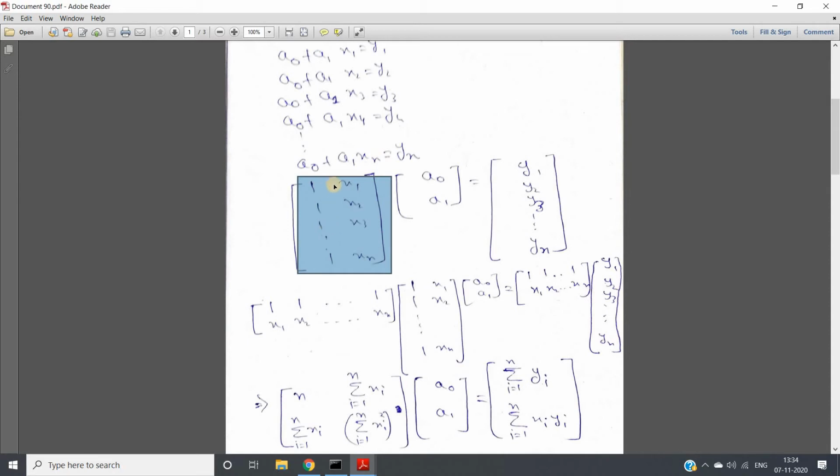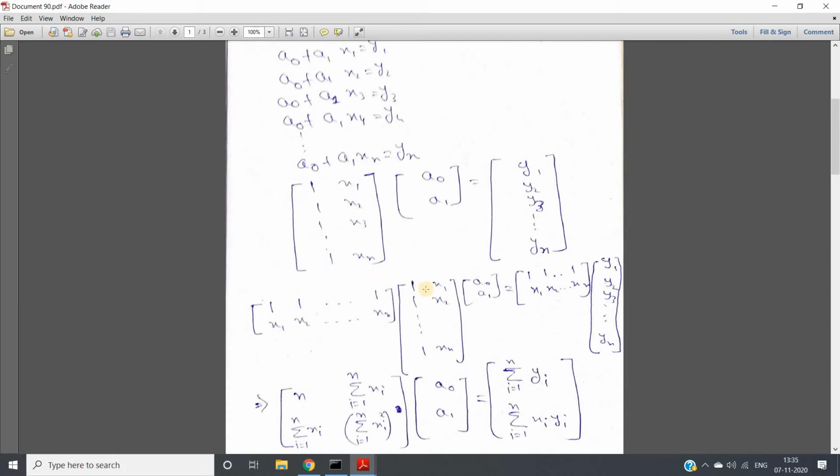So how can we remove this? We have to convert this somehow to an identity matrix, because the identity matrix multiplied by a0 a1 will be a0 a1 only. So how can you convert this particular matrix to an identity matrix? Simple, take the inverse. But this is a rectangular matrix, you cannot take the inverse, right? So what we can do, the first step is to multiply the transpose of this matrix on both sides, okay?